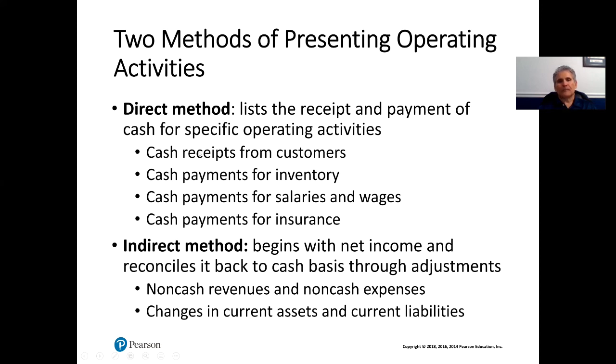So the direct method lists the receipt and payment of cash from specific operating activities, such as cash receipts from customers, cash payments for inventory, cash payments for salaries and wages, and cash payments for insurance. That's the direct method. The indirect method ignores the specific information, and it begins with net income, the bottom line net income that's on the income statement, and it reconciles it back to the cash through adjustments up and down based on changes that have occurred in certain areas of the balance sheet. We're also going to adjust out non-cash revenues and non-cash expenses, and changes in current assets and current liabilities. This is what I meant when I said changes or increases and decreases in items on the balance sheet.